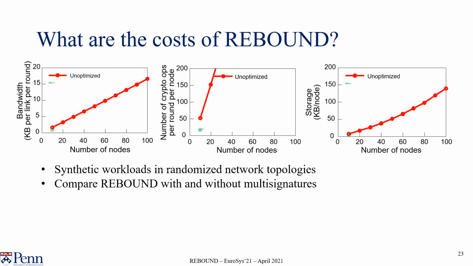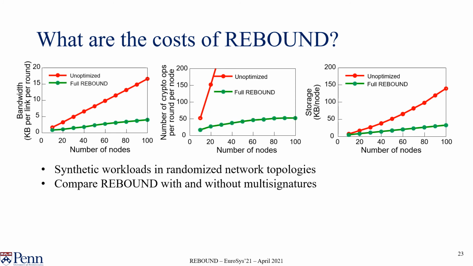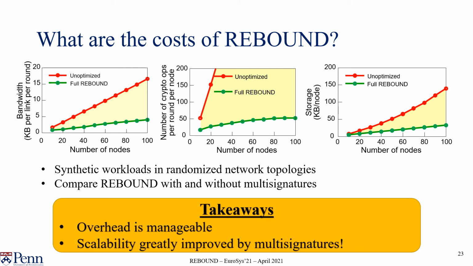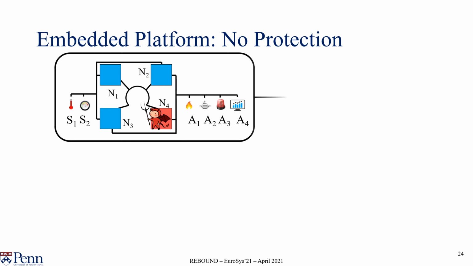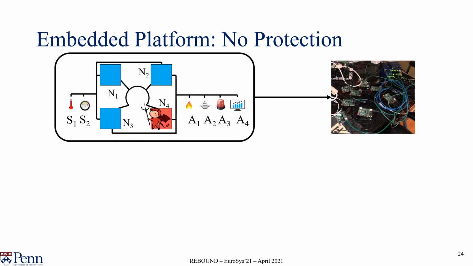When we display the full version of REBOUND with multi-signatures, we can see that there's a huge scalability improvement for resources consumed. And the differential between the two approaches only grows as system size increases. So the takeaways here are that the overhead is manageable and that we can greatly improve the scalability of REBOUND by using multi-signatures. Next, we'll take a look at our running example implemented in a real embedded platform.